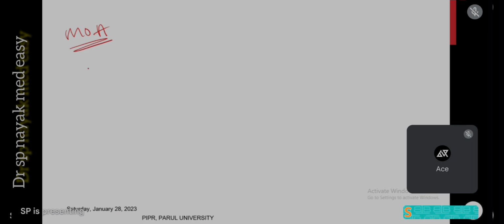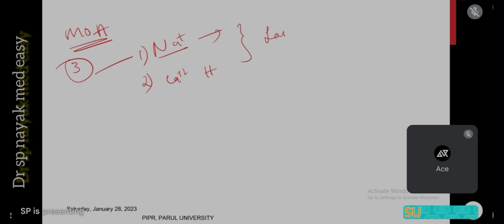For topiramate we have three mechanisms. Number one, it will inhibit sodium channel entry, same like phenytoin, valproate and all. Second, it will inhibit entry of calcium through high voltage gated calcium channels, same like lamotrigine. Both these actions are similar to lamotrigine. Third one, very important point, it will go and inhibit the AMPA receptor.